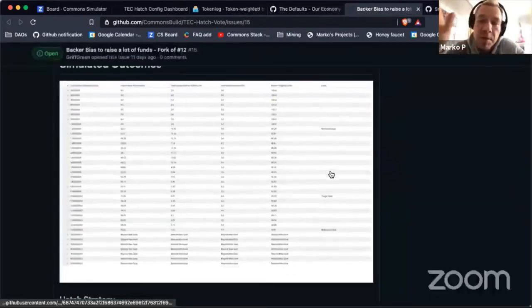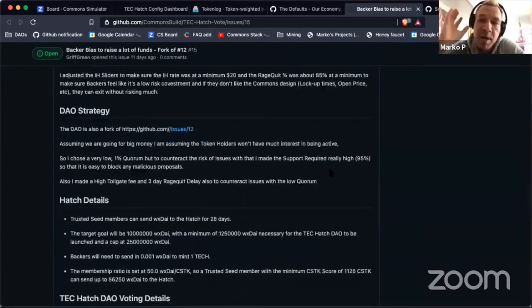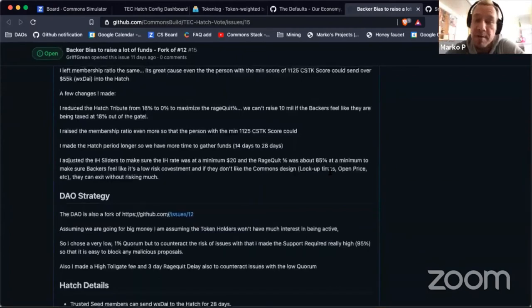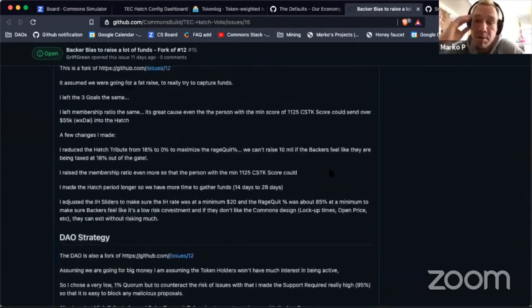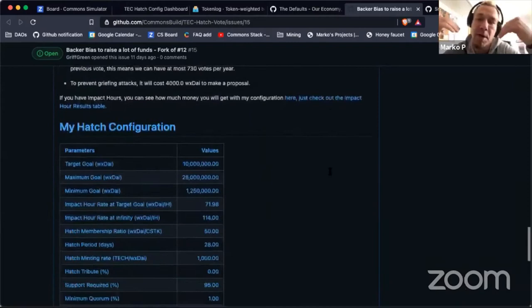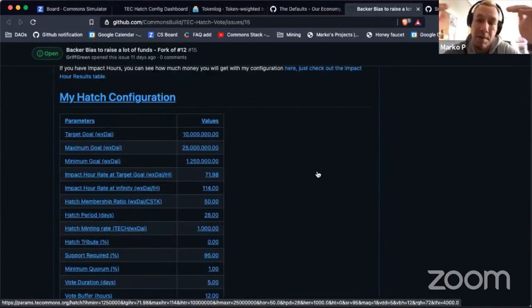So what we're trying to do is find that sweet spot, the balance. First, we predict how much we're going to raise. The max, we don't know, could be whatever. But we should find that balance of impact hour rate at a certain level or stage of funding, and also align those incentives and satisfy both the backers and the builders throughout the whole time range, or funding period.